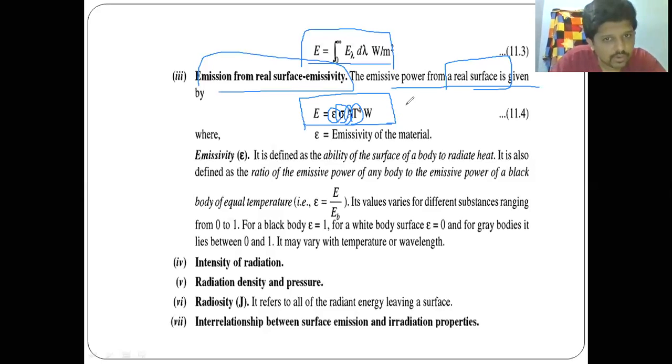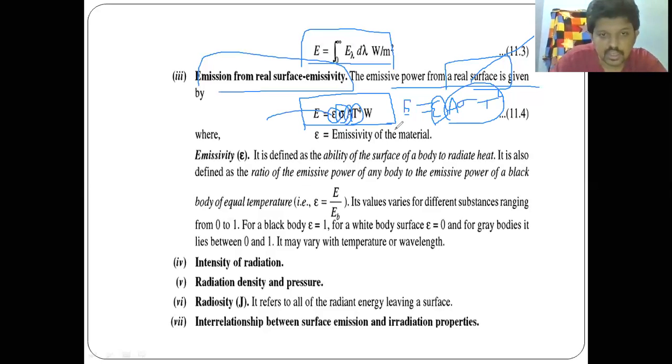Usually we go for E is equal to sigma T power 4, which shows the emissive power. If you take area into consideration, we also write the area. But another part we are considering here is emissivity. This is what defines that it is a real surface. Usually we can write E is equal to sigma A T power 4, but we are also adding our emissivity value, which defines that it is a real surface.